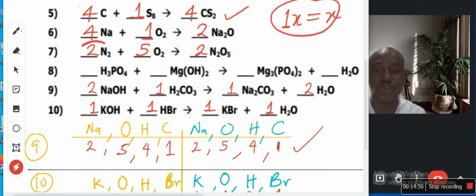After you've written the number, you check again to make sure it's balanced. On the reactant side, we have 4 nitrogen. On the product side, we also have 4 nitrogen. So nitrogen is balanced. On the reactant side, we have 10 oxygen. That's 2 times 5, 10. On the product side, we also have 10 oxygen. That's 5 times 2, 10. So it's balanced. Everything is balanced.